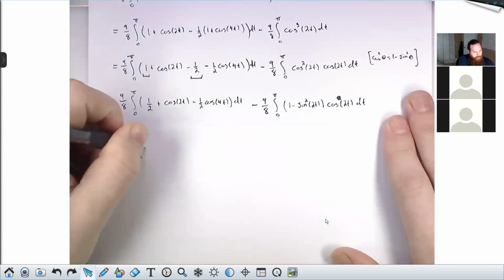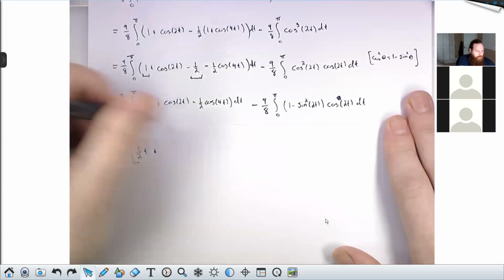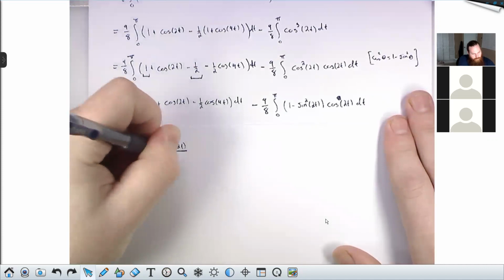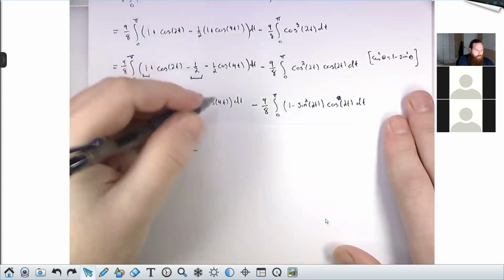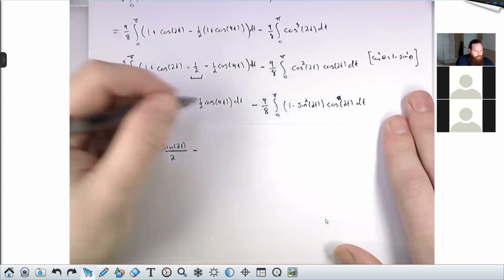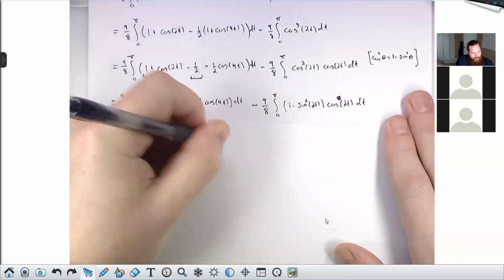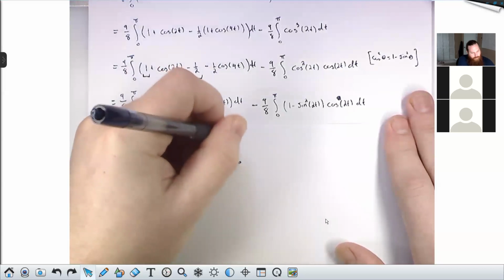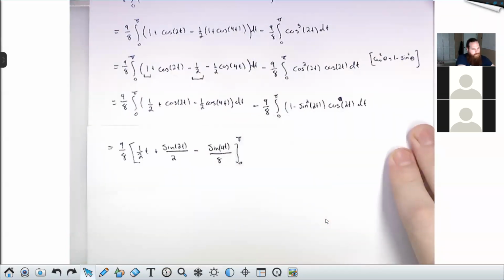That'll be 1/2 t plus sine 2t over 2. And that's a micro U sub, minus, I've got 1/2 cos 4t. Cos 4t will integrate to sine 4t over 4, so that'll be sine 4t over 8. And that gets evaluated from 0 to pi. And then I've still got this piece over here.